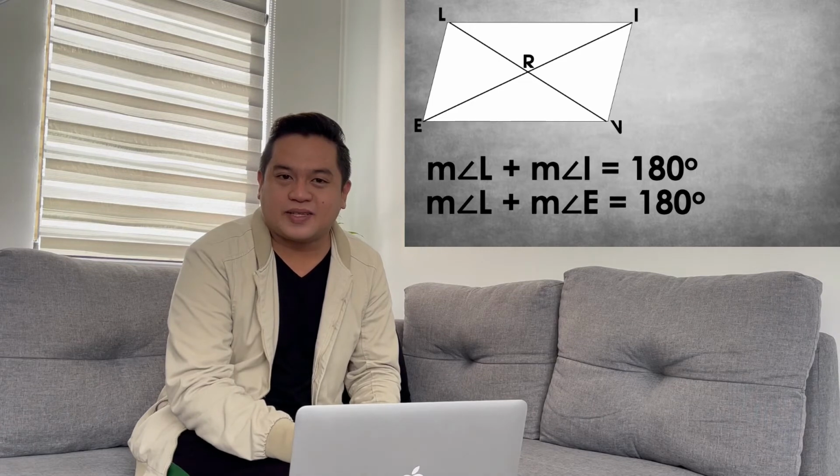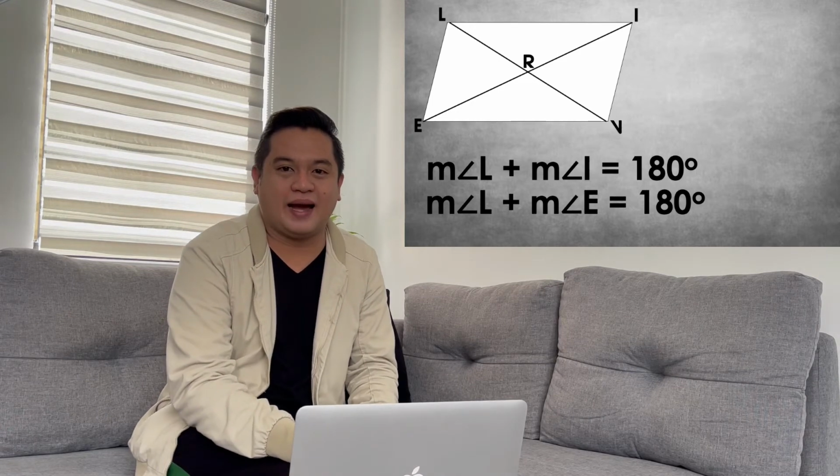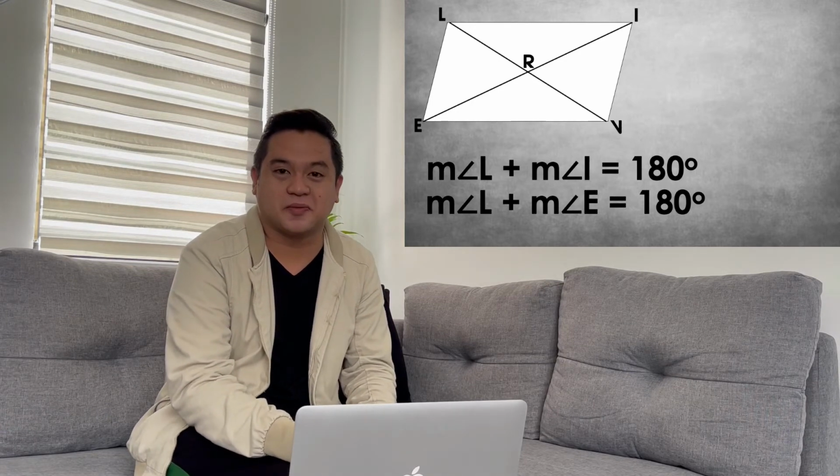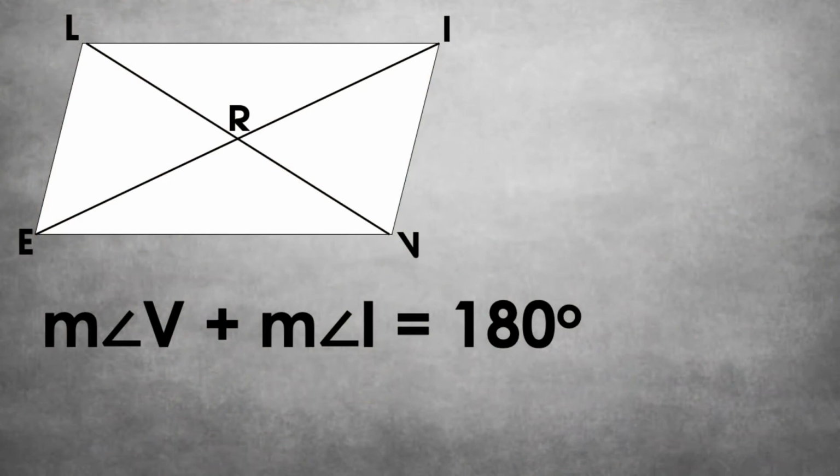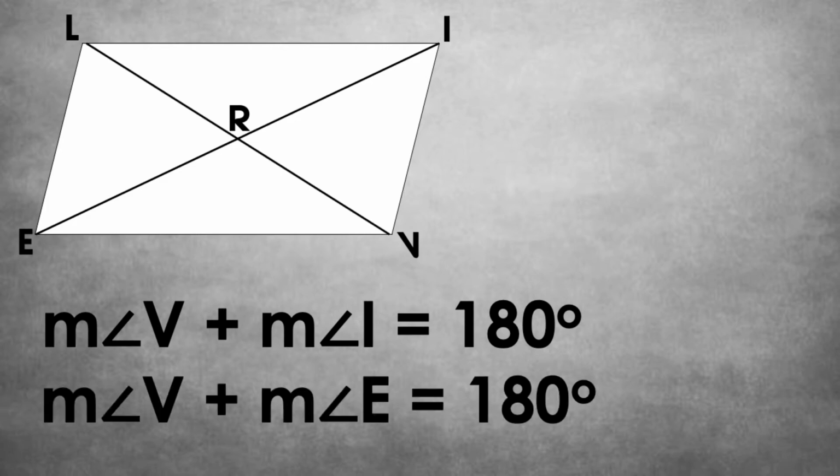Now, can you tell me another two angles that are supplementary? Okay, so we can say that the measurement of angle V plus the measurement of angle I is equal to 180 degrees. And the measurement of angle V plus the measurement of angle E is also equal to 180 degrees.